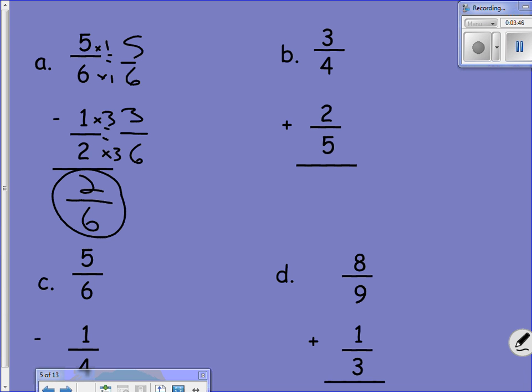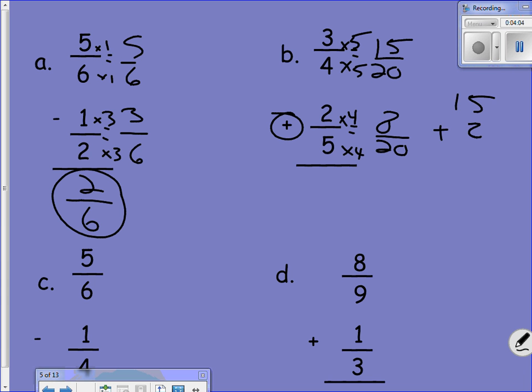Look over here, 4 and 5. What number do they both go into? They both go into 20. Remember, you're pressing pause and you're solving these as we go, so you're getting some extra practice out of the deal. Times 4 gives me 8. I'm adding these up. 15 plus 8 gives me 23. So I have 23 over 20. How many 20s go in 23? 1. 3/20 is left over.